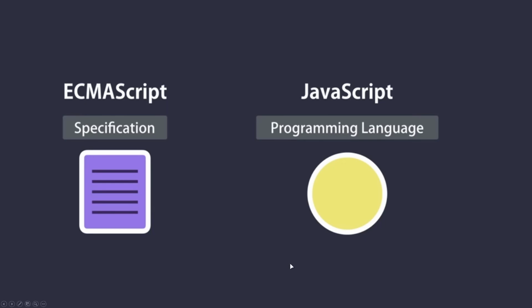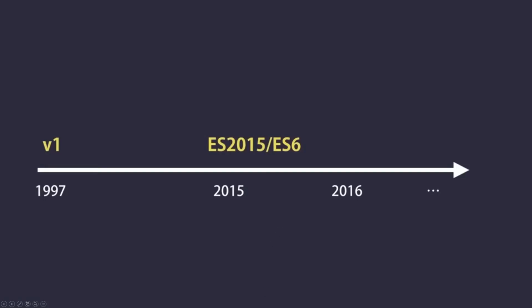The first version of ECMAScript was released in 1997, then starting from 2015, Ecma has been working on annual releases of a new specification. So in 2015 they released ECMAScript 2015, which is also called ECMAScript version 6 or ES6 for short. This specification defined many new features for JavaScript.